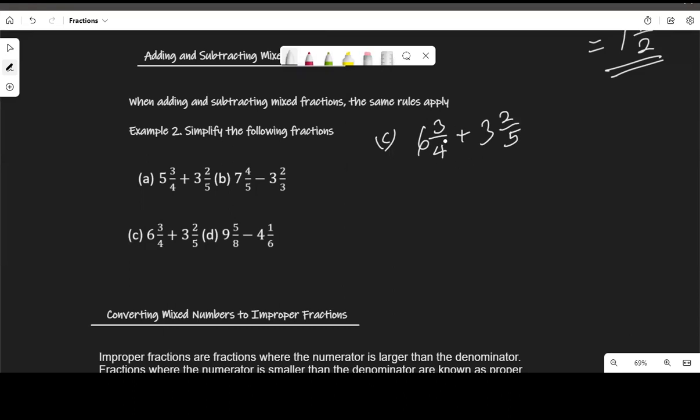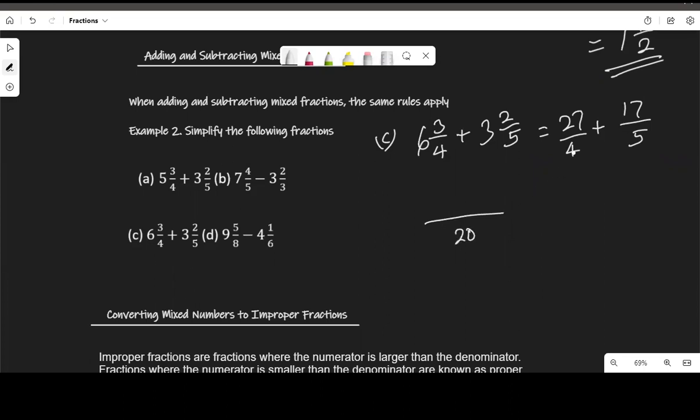Converting the mixed number to improper fraction, 6 times 4 is 24. 24 plus 3 is 27, so 27 over 4. Plus 3 times 5 is 15. 15 plus 2 is 17, so 17 over 5. These fractions have different denominators, so we need to look for the LCM of 4 and 5, which is 20, the lowest number that divides 4 and 5.